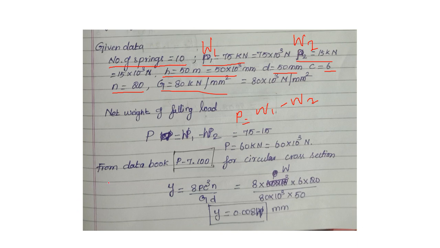Now let us go to the data book, page number 7.100, for a circular cross section: Y is equal to 8PC cube N divided by GD. I know the value of C, N, G and D. I don't know the load, and since I have already used P, here I am changing the notation to W. So the deflection will be in terms of W: Y is equal to 0.008 W millimeter.